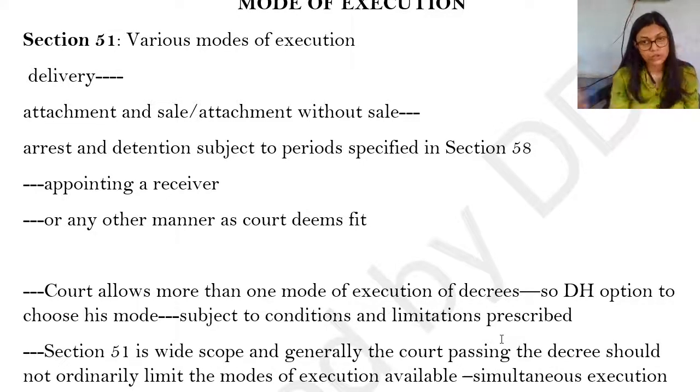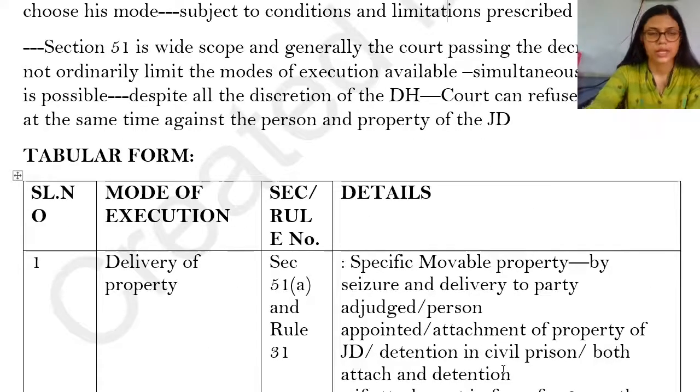But despite all of this, that it is giving you entire freedom to choose your mode of execution, the discretion of the court is still there. It can refuse execution at the same time against the person and the property of the judgment debtor, or it may not allow you to proceed simultaneously in one or two modes. So this was section 51. Now let's try and understand the modes of execution, how for particular kinds of property we will go for execution, in a tabular form.